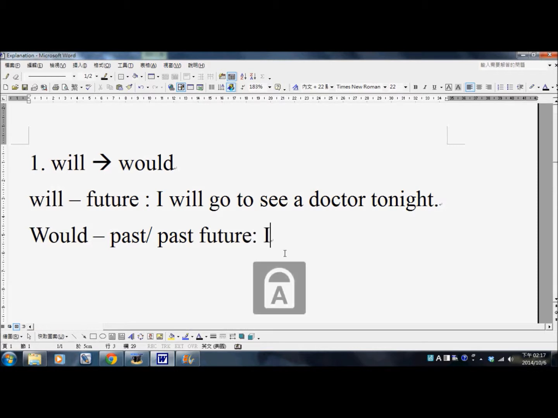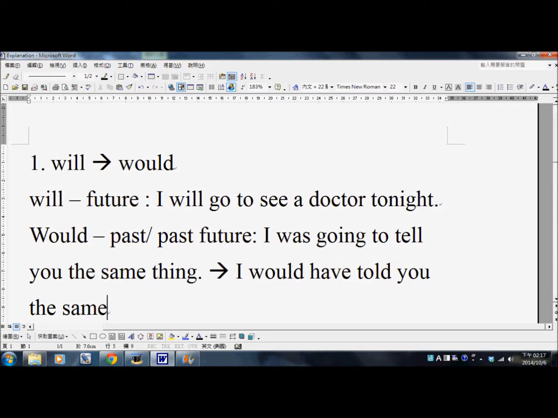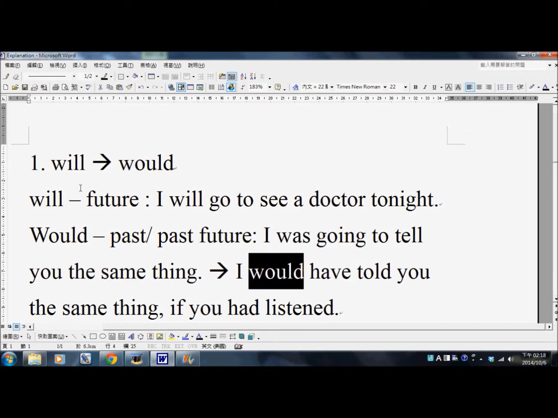Okay, let me give you a sentence of a past future. I was going to tell you the same thing. But the truth is, I didn't tell that person the same thing. I can rewrite this sentence by using would. I would say, I would have told you the same thing if you had listened. So the truth is, the person didn't listen, and I didn't tell that person the same thing. So you can see that we can use would with past future or with the past tense.